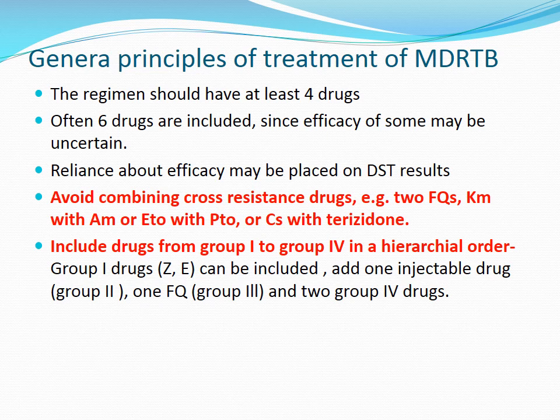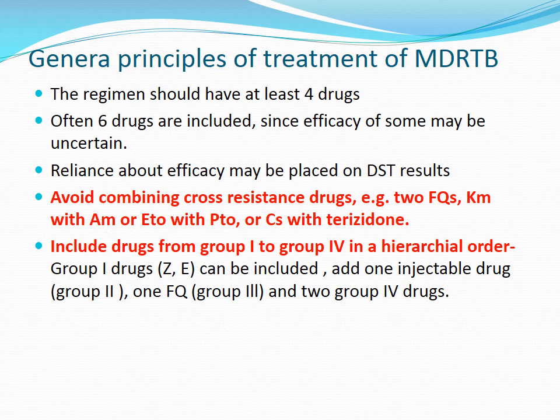So regimen should have at least 4 drugs. Okay, whether it is intensive phase or continuation phase, at least 4 drugs should be there. But often 6 drugs are included as far as intensive phase is concerned, since the efficacy of some may be uncertain. So mostly it is 6 drugs in intensive phase and 4 drugs in continuation phase. Reliance about efficacy may be placed on the basis of results of drug susceptibility test, that is DST. Okay, what is the another principle while treating the MDR tuberculosis?